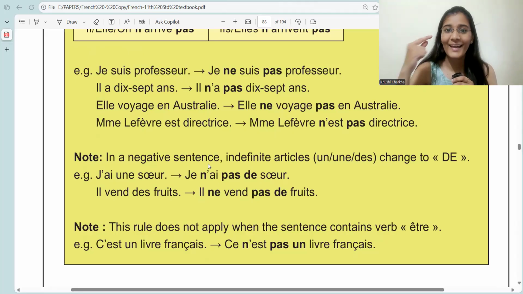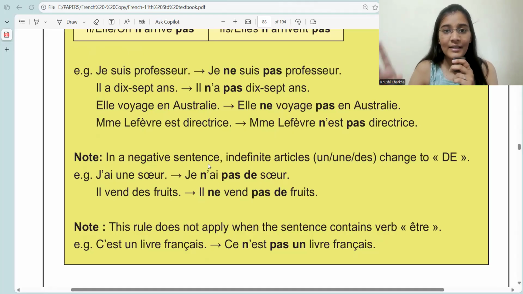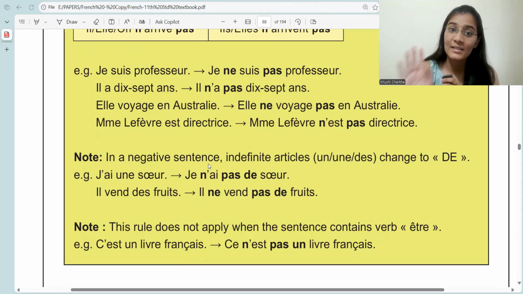Note. Again an exception. Exceptions, you have to be very careful. Note, this rule does not apply when the sentence contains the verb être. This rule applies to all the other verbs. When the affirmative sentence contains any other verb, at that time, indefinite articles in the negative form will change to de. But if the sentence consists of the verb être, at that time, it won't change. It will be the same.